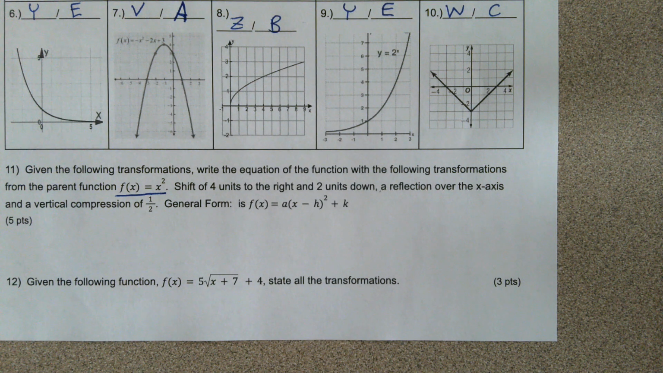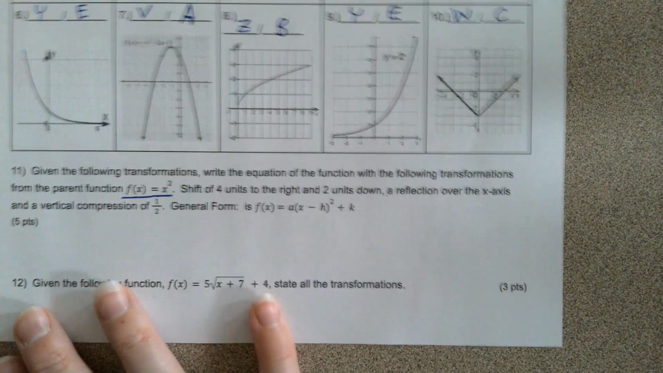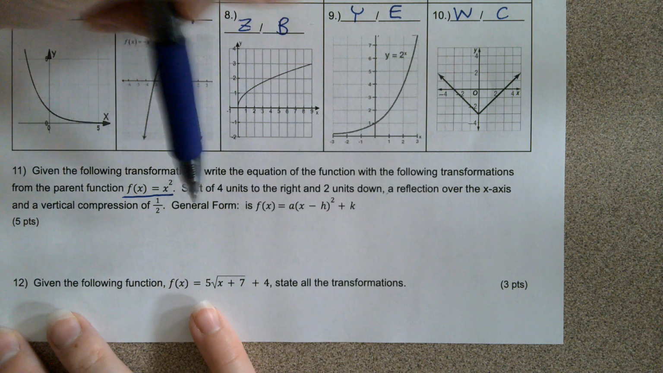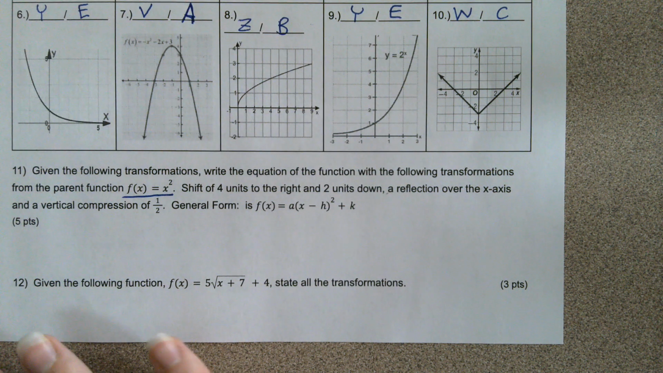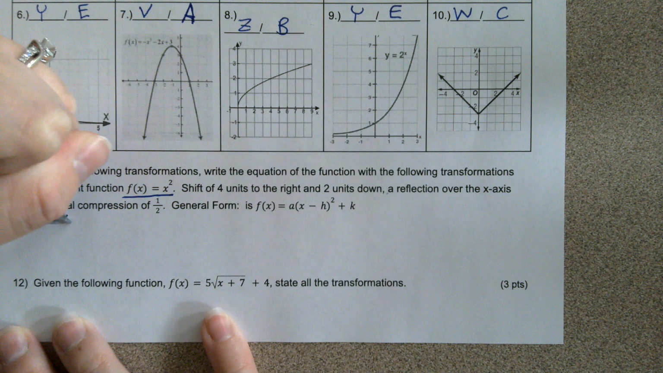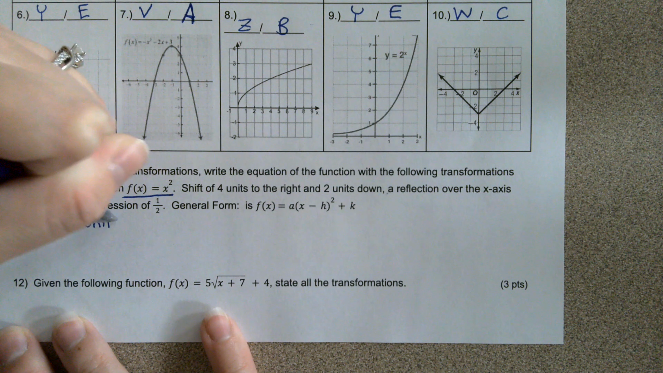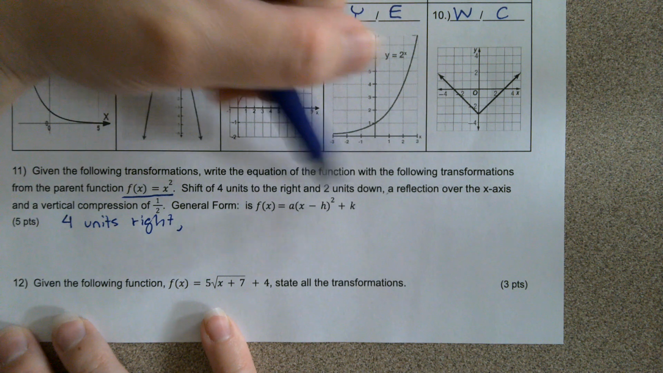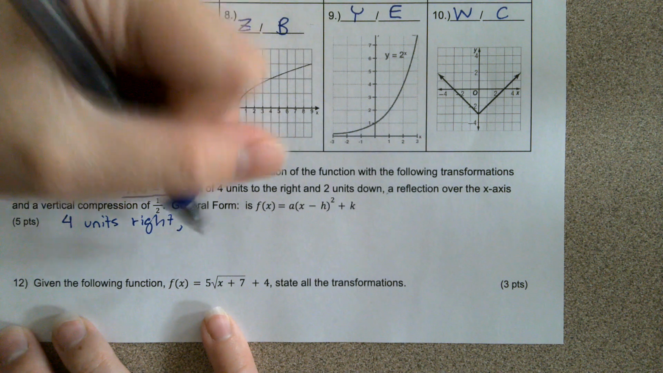That's a lot of information we're throwing at you. So when you do problems like this, please take your time, slow down, read them carefully. Don't fly through these. And unfortunately, this is kind of smushed together, so I don't have a lot of room here. So I am going to rewrite some of this information. 4 units right. I'm going to put a comma here. I know it's not there, but these are 2 different transformations.